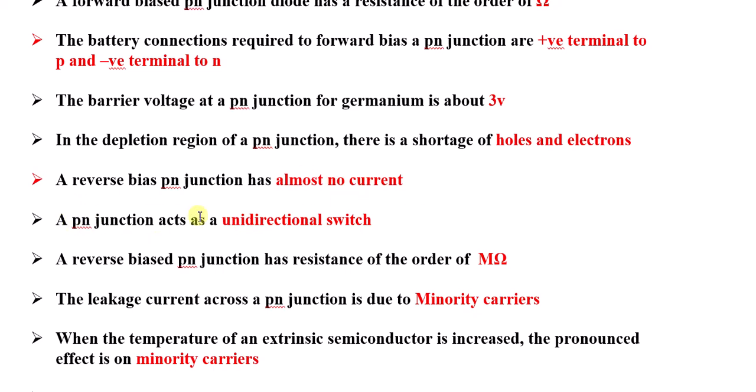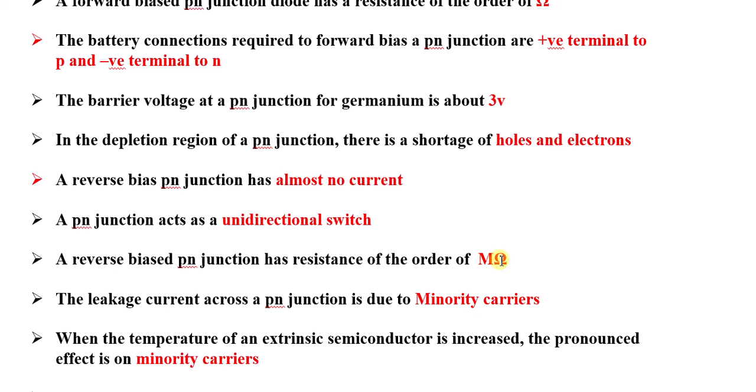A PN junction diode acts as a unidirectional switch because it will conduct only in one direction. That is why we can say it is a unidirectional switch, and it will conduct in the forward bias situation.